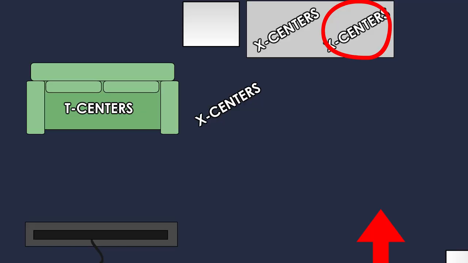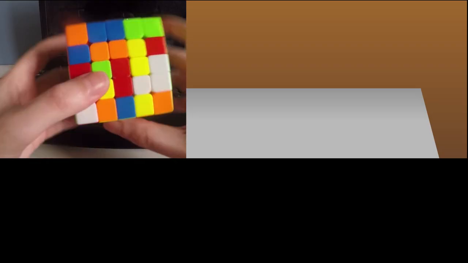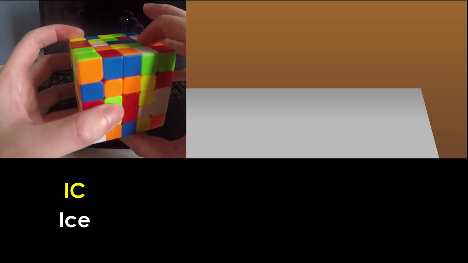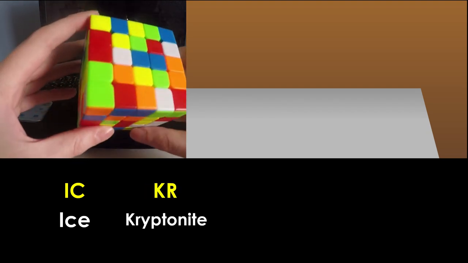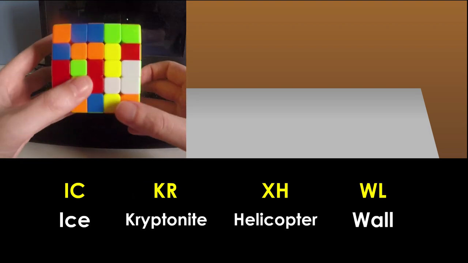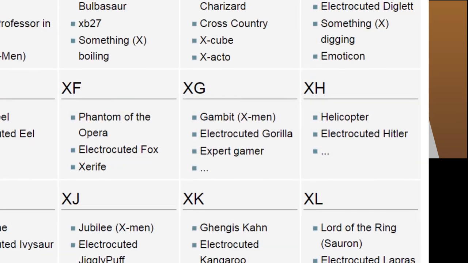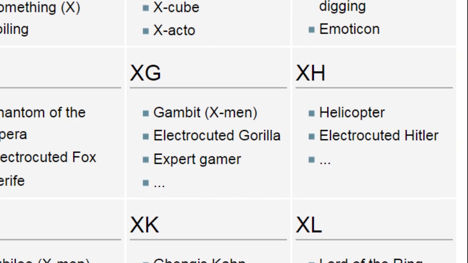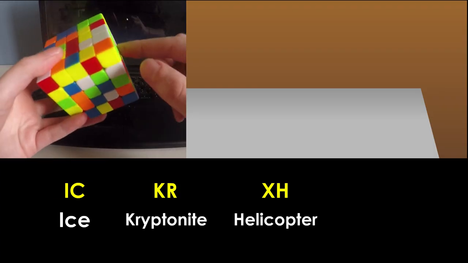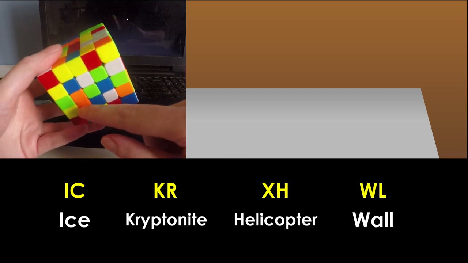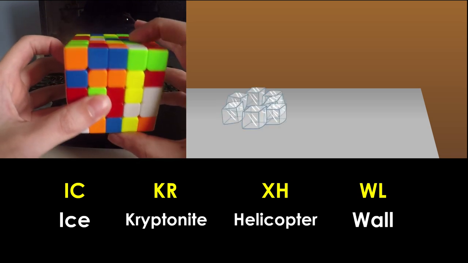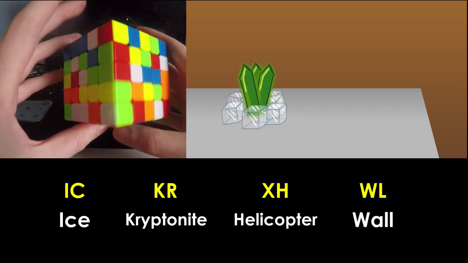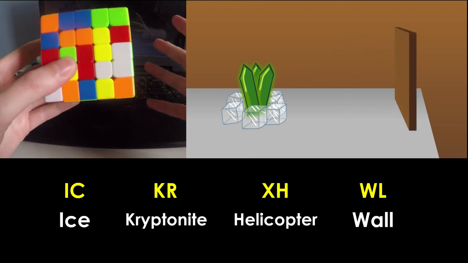on the cover. And the next location is kind of just the other side of this table. Next we have I, and then C. So that's Ice, and then KR is Kryptonite, and then we have XH, which for me is Helicopter. I got that pair from someone else. I think the logic is that the H stands for Helicopter, and the X kind of looks like the blades on top of it, and then WL, which is Wall again. So that's nice. And the whole image is, I see some ice, and then Kryptonite kind of emerges from it. Then we see a helicopter, which crashes into a wall.